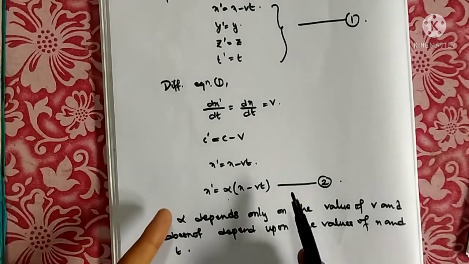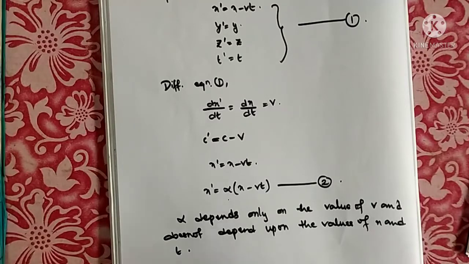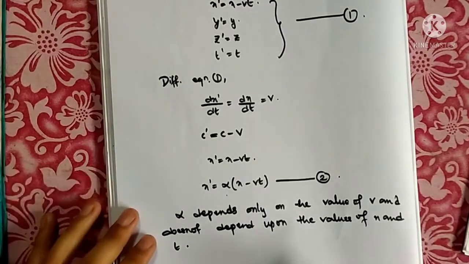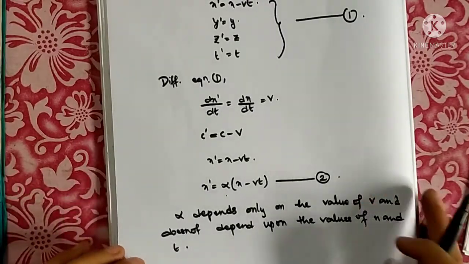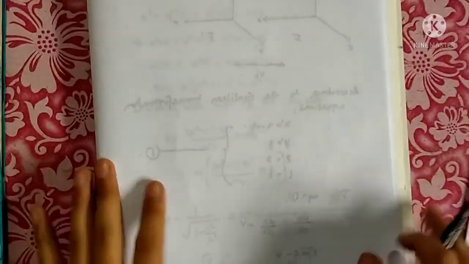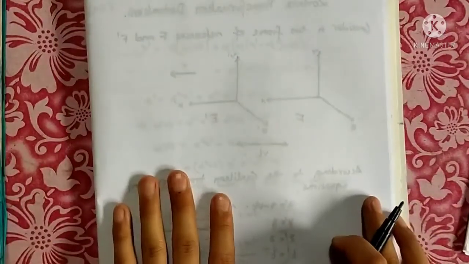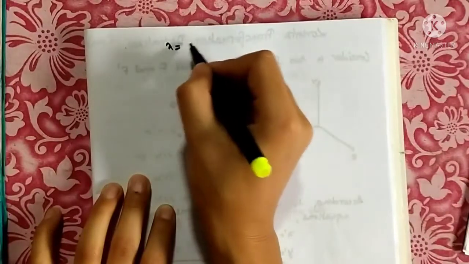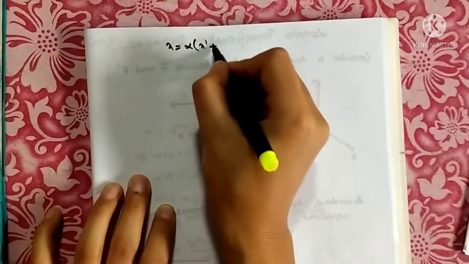The above equation is linear and x prime has only one value for a given value of x. Now, according to the first postulate of the special theory of relativity, observations made in the frame of reference F prime must be identical to those made in F, except for a change in the sign of v, and having the same value for the constant of proportionality alpha. Here x equals alpha x prime plus vt prime.